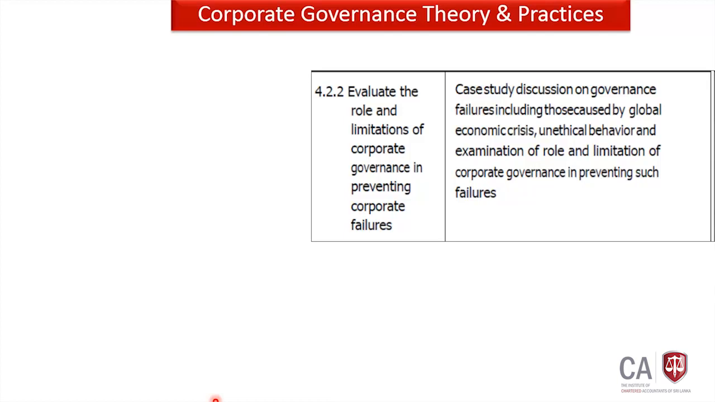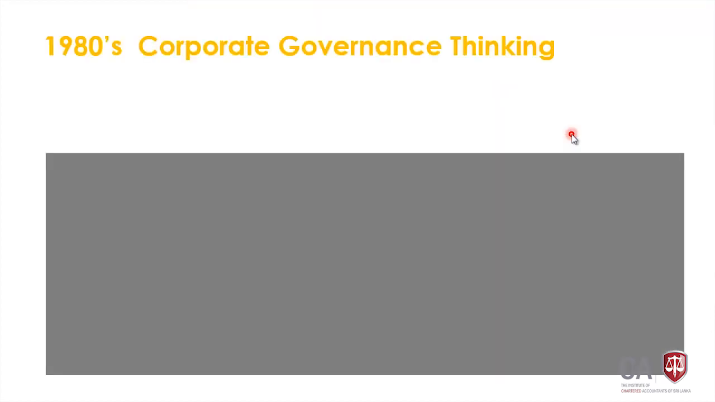You see this topic in the syllabus, if you read, it says case study discussion on governance failures, including those caused by the global crisis and unethical behavior, and examination of role and limitation of corporate governance in preventing corporate failures, right? Now this is an interesting discussion.